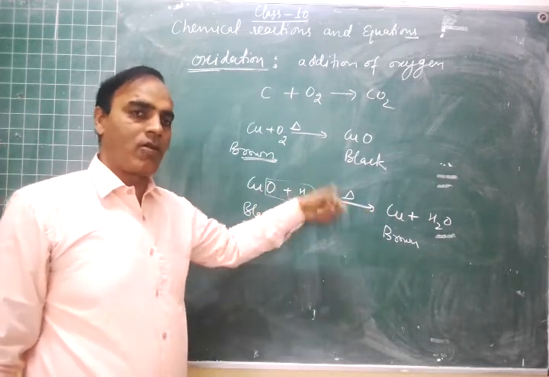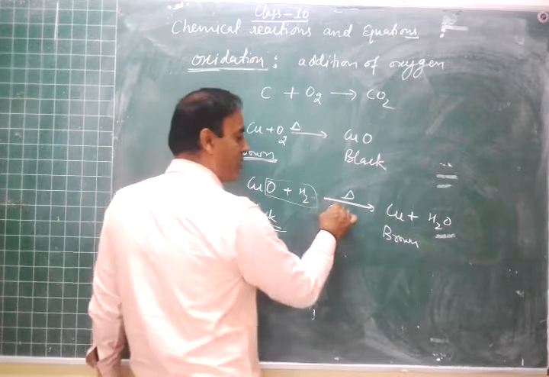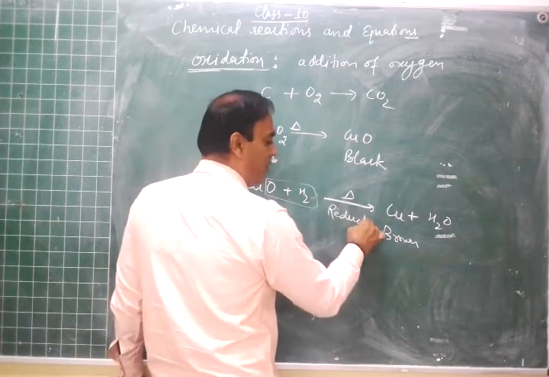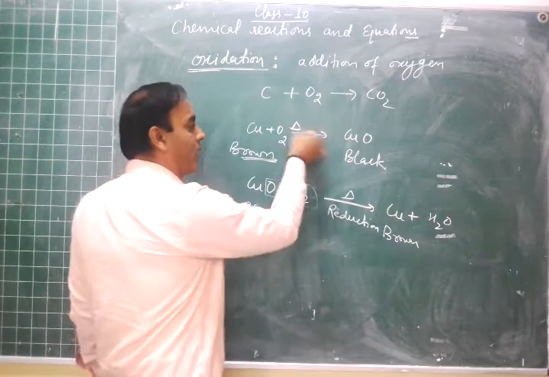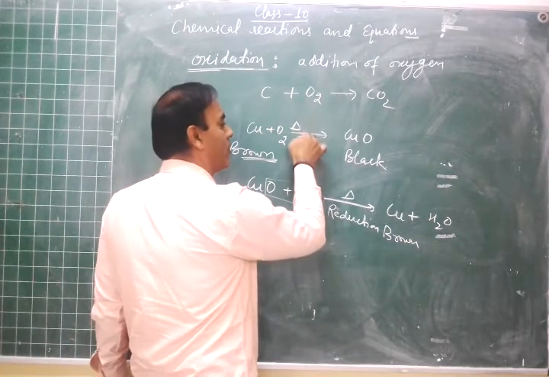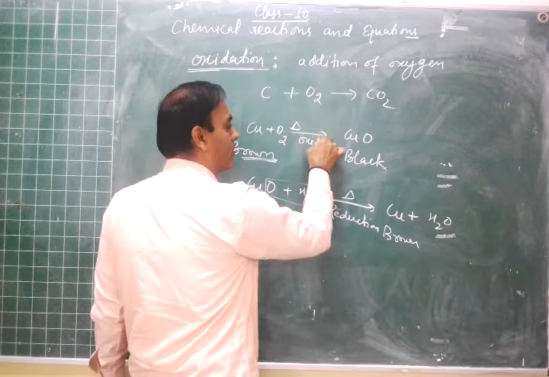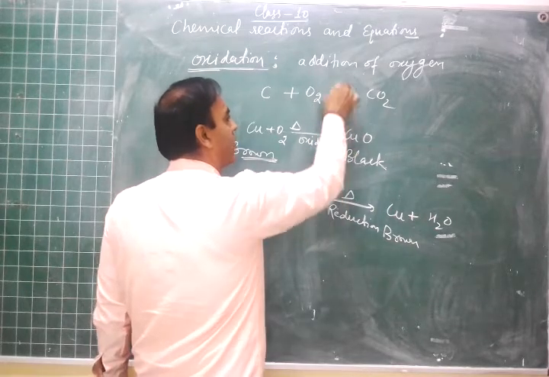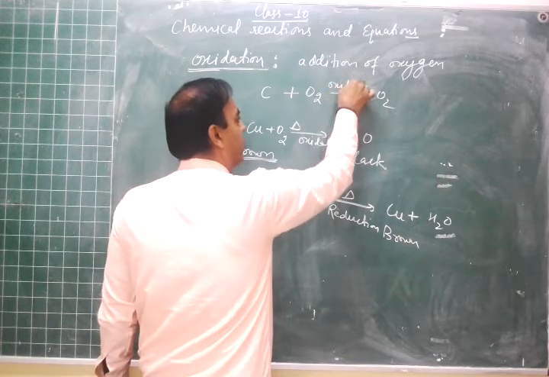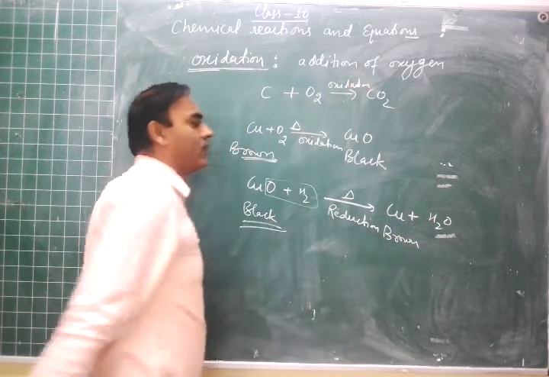So this process is known as reduction. So here you can write reduction. So removal of oxygen is known as reduction, and addition of oxygen is known as oxidation. This is also oxidation. You can write above this arrow also, because we have space now on this arrow. Right?